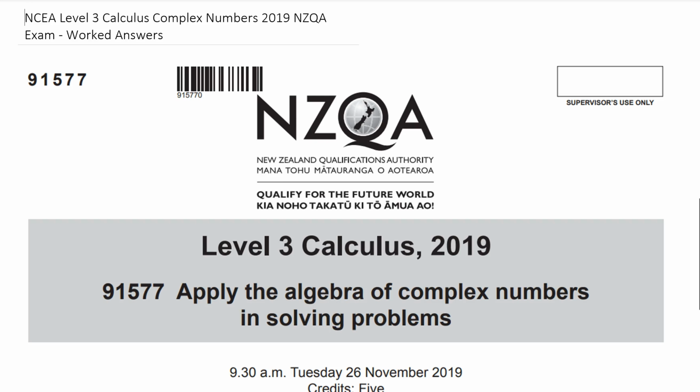Hey guys, in this session we are going to be covering the NCEA Level 3 Calculus Algebra Complex Numbers paper from 2019. So the way this video works, or the best way you can actually watch this video, is pause the video at the start of each question, try the question out by yourself, and then have a look at how I go about answering the questions.